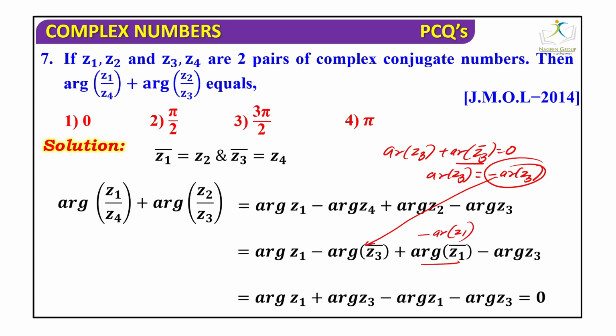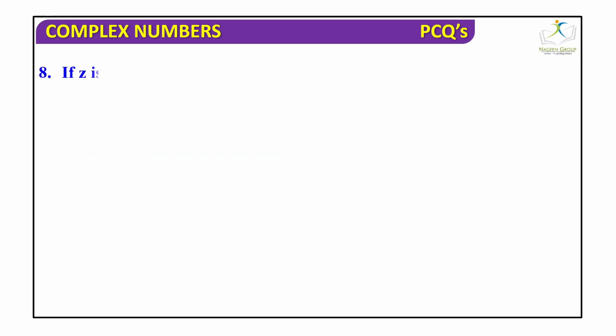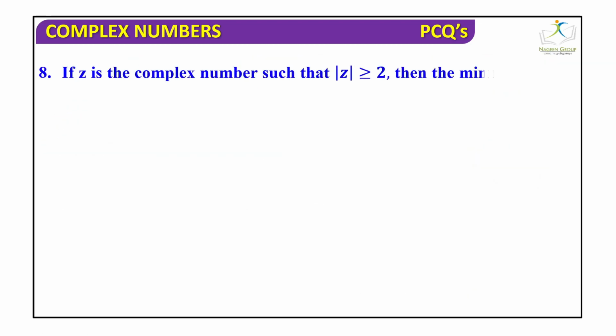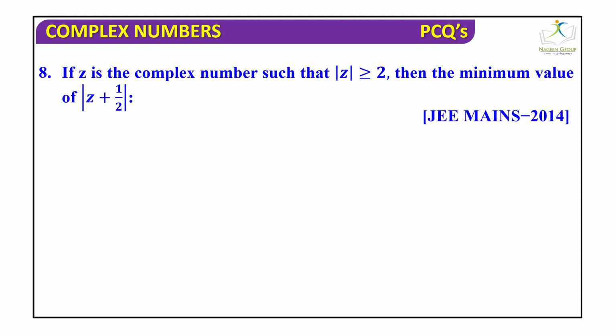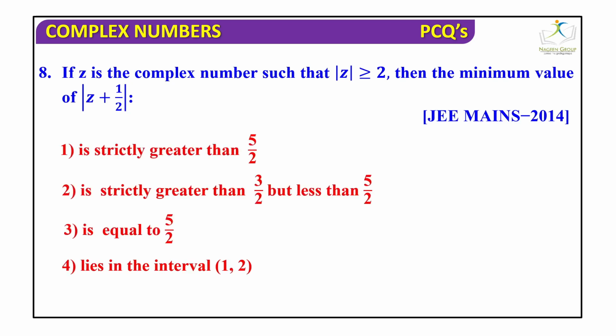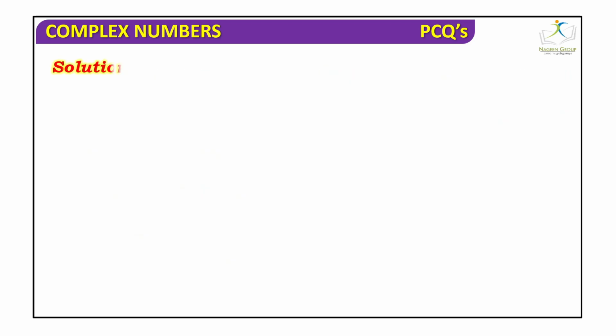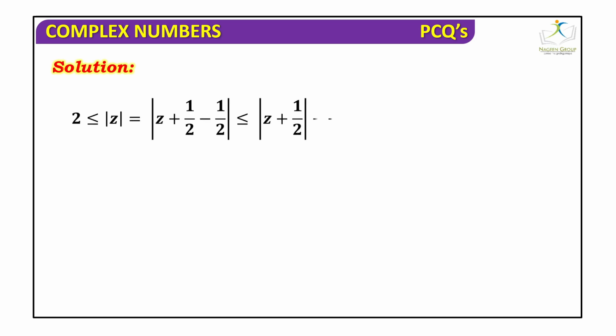So this I am keeping minus argument of z1. So this with this cancel out, and this with this, and the answer comes equal to 0. Now the question is: if z is a complex number such that modulus of z is greater than or equal to 2, then you have to find the minimum value of this. These are the options. From here we have this value, modulus of z, 2 is less than or equal to modulus of z.